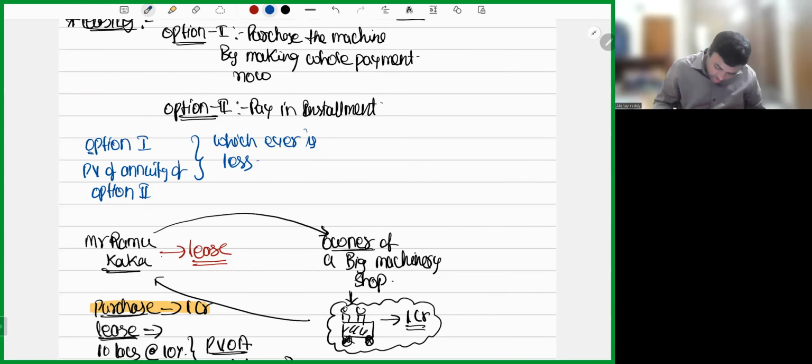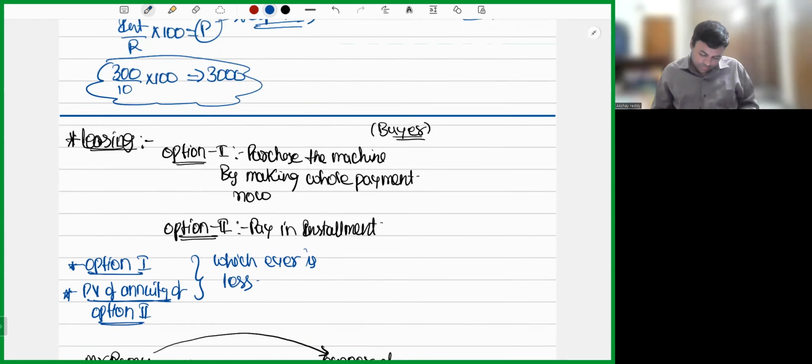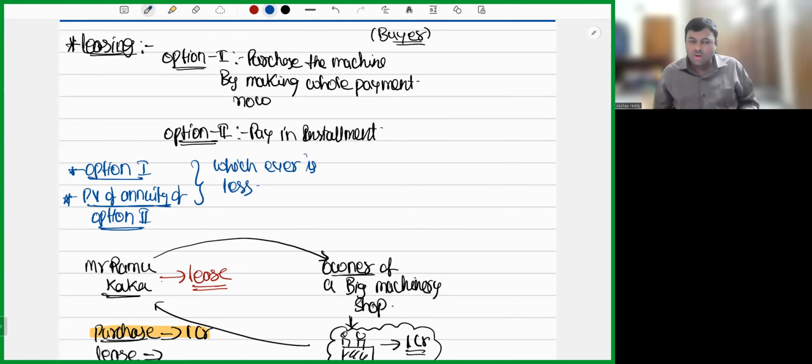I'll take option 1. I'll calculate the present value of annuity of option 2. These two things I'll calculate. Since I am buying, I want less outflow. So whichever gives me less outflow, I'll go ahead and exercise that option. Okay, so I hope the point is clear, everybody. So this is all regarding leasing.